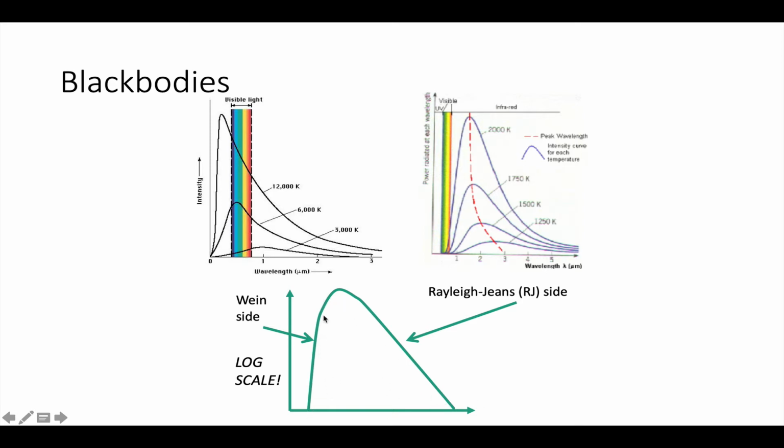And this is called the Wien side because in the 1800s, when they were trying to figure out what this shape was, somebody by the name of Wien was working from the blue end and was trying to mathematically describe the emission on that side. And then two different people, Rayleigh and Jeans, were both working on the long wavelength side, trying to understand that. And so that's the Rayleigh-Jeans side of a black body curve.